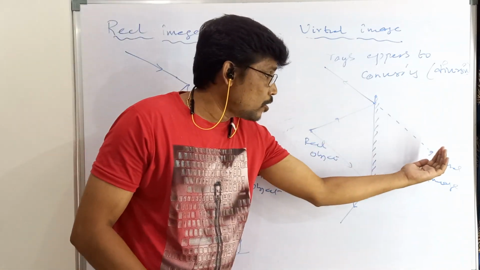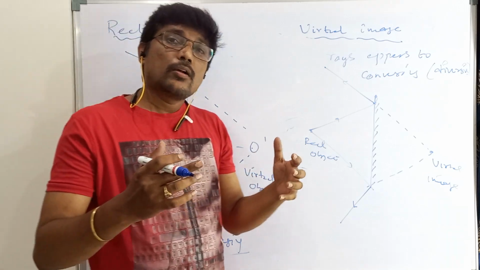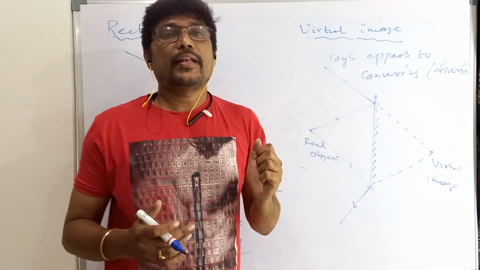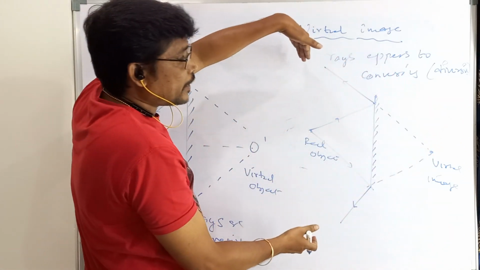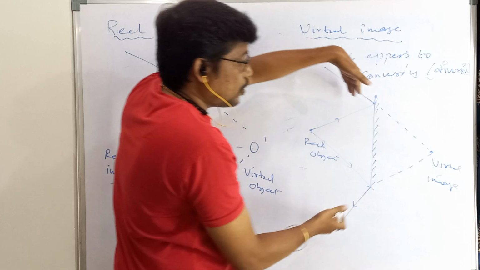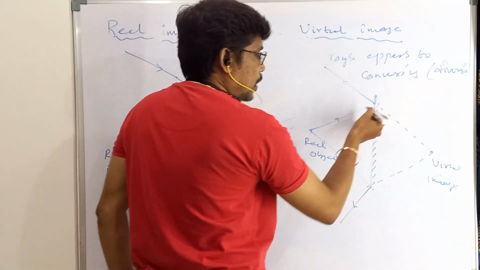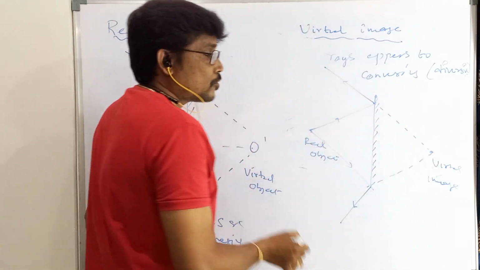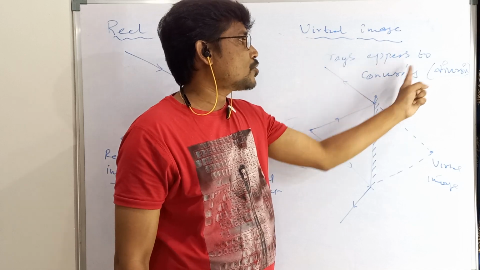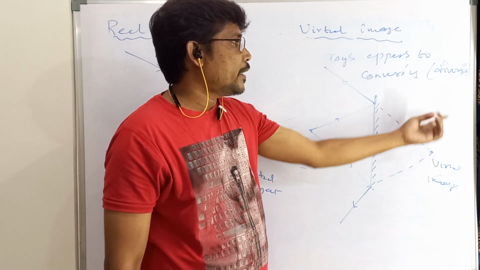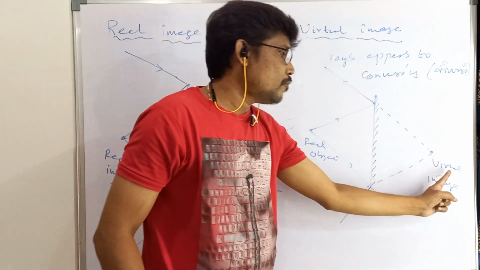But our perception is that the rays are diverging behind the mirror. The rays are coming from behind the mirror. Actually, there is no light which is passing behind the mirror. But our perception is that the rays are diverging behind the mirror, but they appear to be converging. So for the virtual image, the rays appear to converge, but it appears to be diverging. So this is a virtual image.